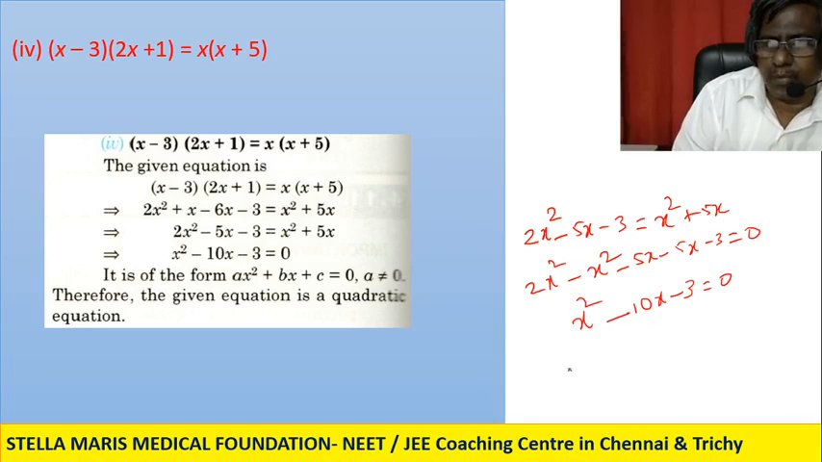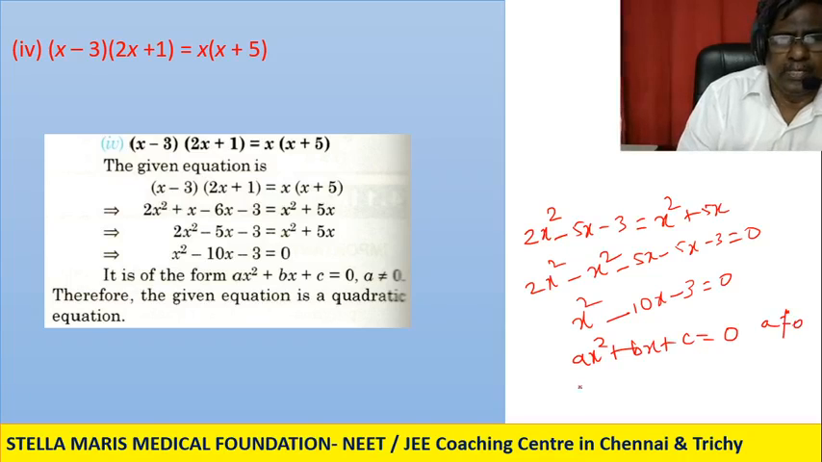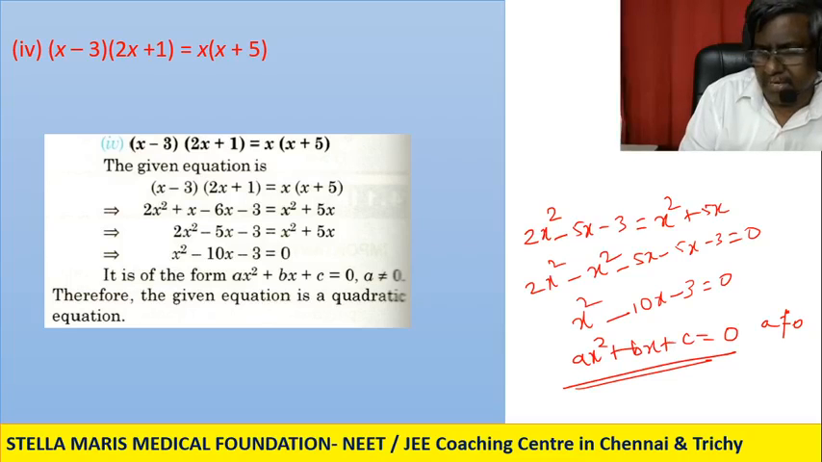So what is the form of a quadratic equation? ax square plus bx plus c is equal to 0, where a is not equal to 0. So therefore the given equation is a quadratic equation. Clear with everybody? Okay, now let us do the next problem.